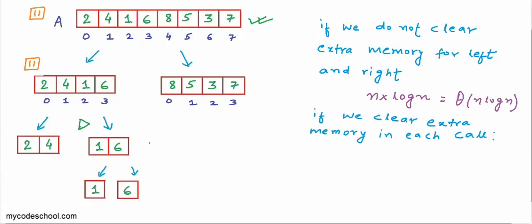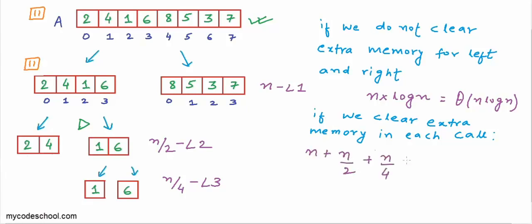So if we clear the auxiliary arrays left and right once we are done using them, in the worst case we will use space for n integers at level 1. We will use space for n by 2 integers at level 2, and we will use space for n by 4 integers at level 3. And if we have more elements, we will go on like this. So the extra space taken will be n plus n by 2 plus n by 4 plus, and we will go on in a geometric progression.